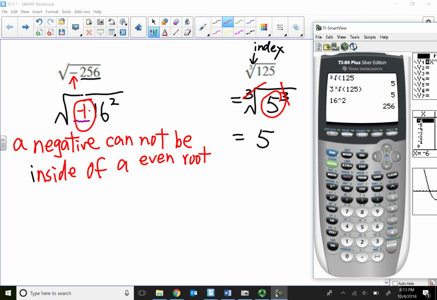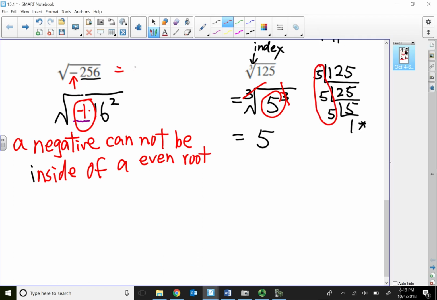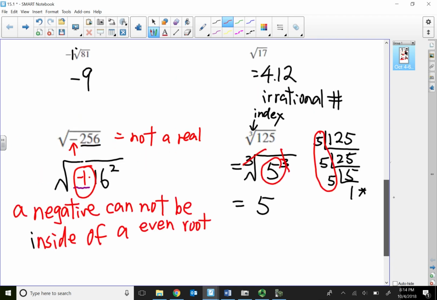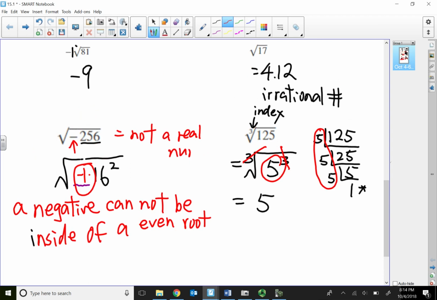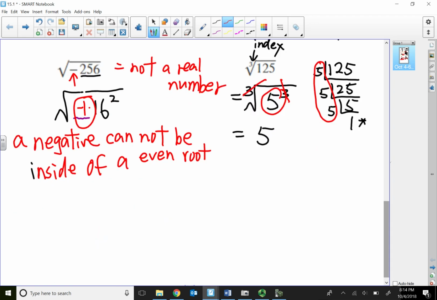So that's the reason why when you type in square root of negative 256, it's going to say not a real answer. So this problem is not a real number, because such an answer does not exist on the number line. You can never find two numbers that are exactly the same that will give a negative. Okay? Well, what about a cube root? Let me write this problem down. A cube root of 8. The answer will be positive 2.